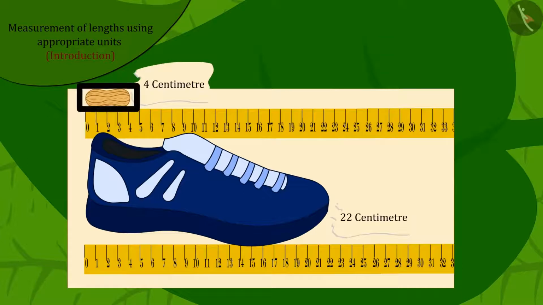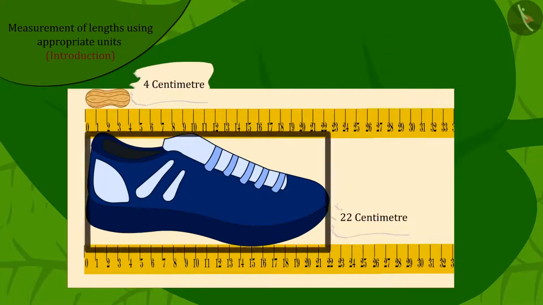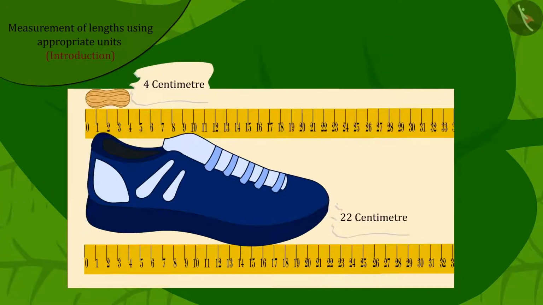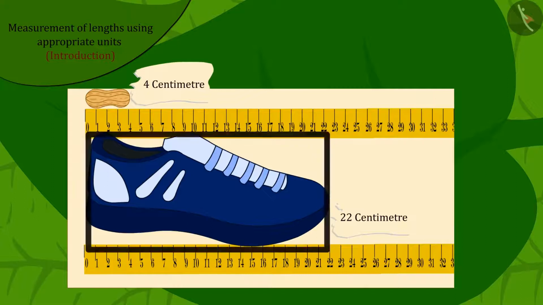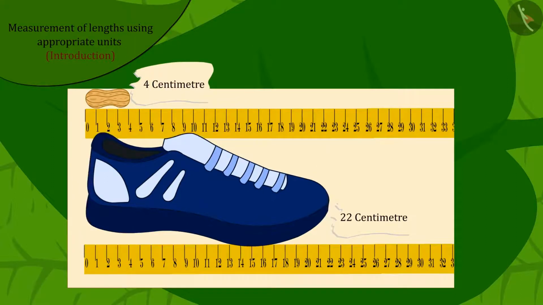Because the length of the peanut is much smaller than that of the shoe, the length of the peanut will be 4 centimeter and the shoe length will be 22 centimeter.